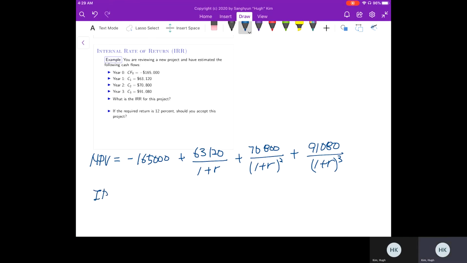And the IRR is the solution to this problem. It's a return that makes NPV equal to 0. So we can solve for R, find the IRR. We can find the IRR using the trial and error process that we've learned before, or we can use a financial calculator.